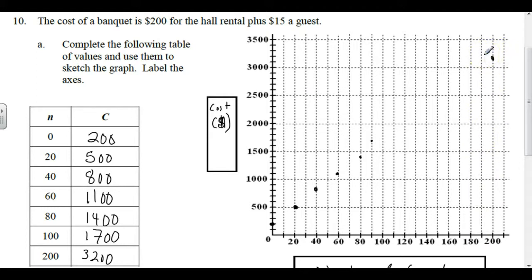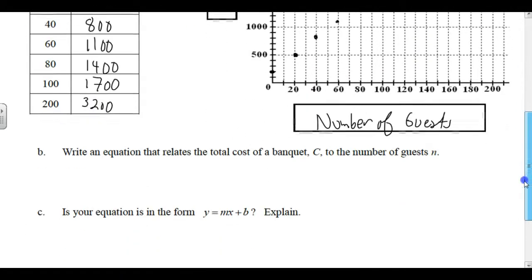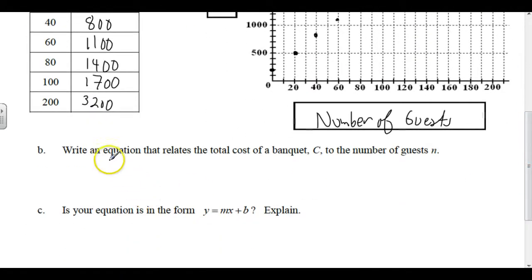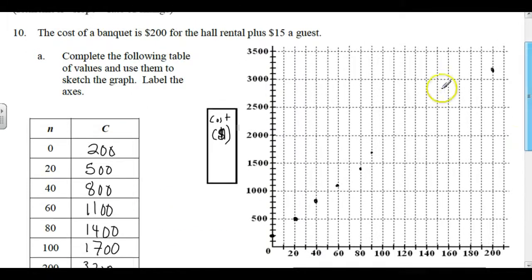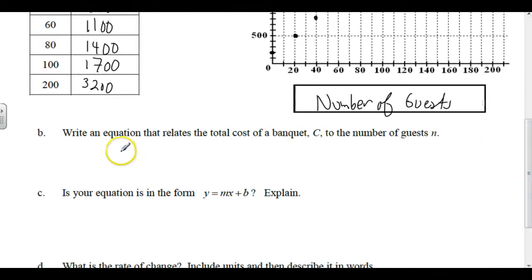Okay, these are discrete. We don't join them with a line, but we do often draw a line in this situation to look for the trend. Write an equation that relates the total cost. Remember, rate of change is slope, and it's $15 per guest. And remember, we're using the variables C and N, so C is equal to 15N plus 200.